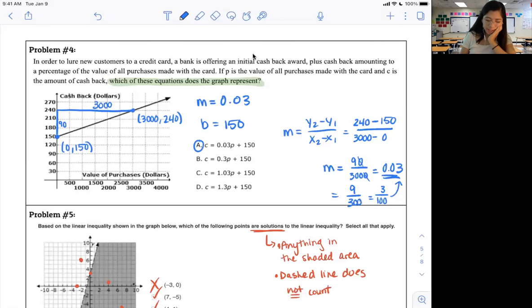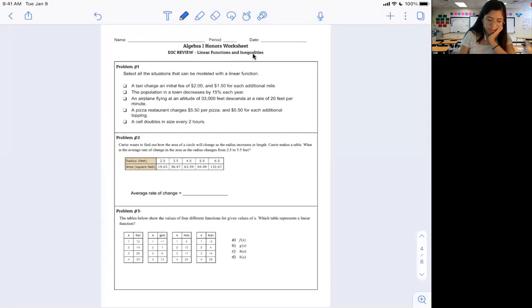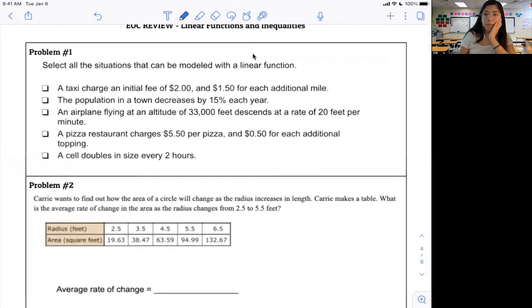Then lastly, I have number 1 on the list. So let's do number 1. And then we'll see what else we have time for, because it looks like we'll have time. Okay, so for number 1, we didn't go over this yesterday either, but I put it on here because I wanted to see how much you guys remember. So we want to find all the situations that can be modeled by a linear function. A linear function has to have a constant rate of change.